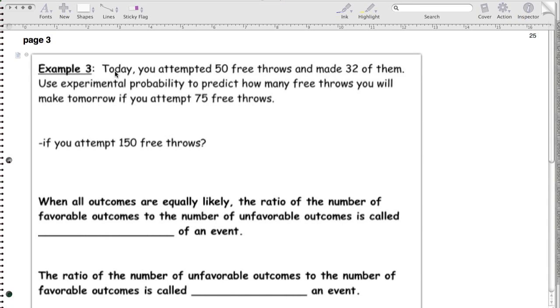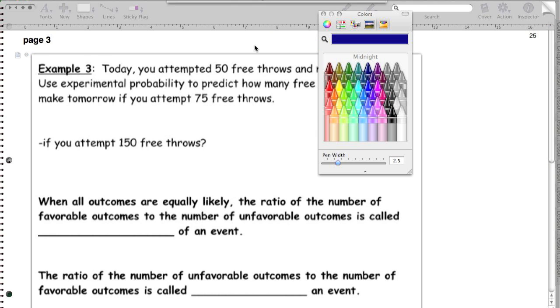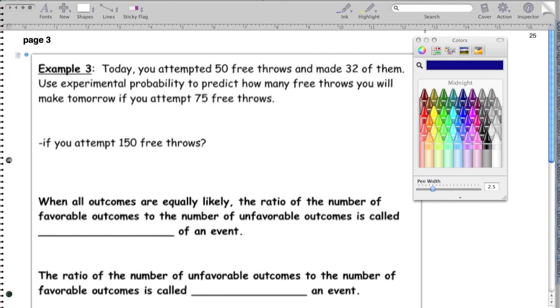Alright, continuing lesson 6.7, we're going to keep going a little bit with the probability. In this one, example 3, we're going to use our experimental probability to make predictions. So, today you attempted 50 free throws and made 32 of them. Use experimental probability to predict how many free throws you will make tomorrow if you attempt 75 free throws.